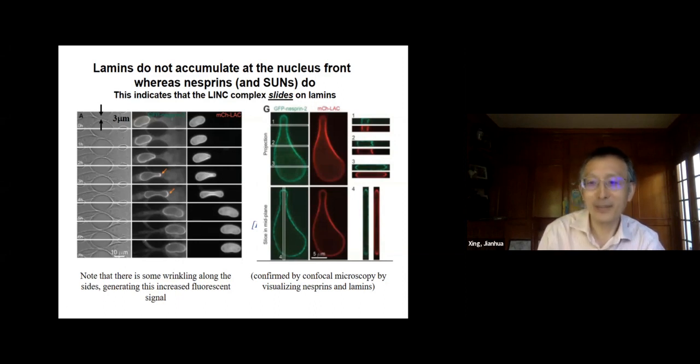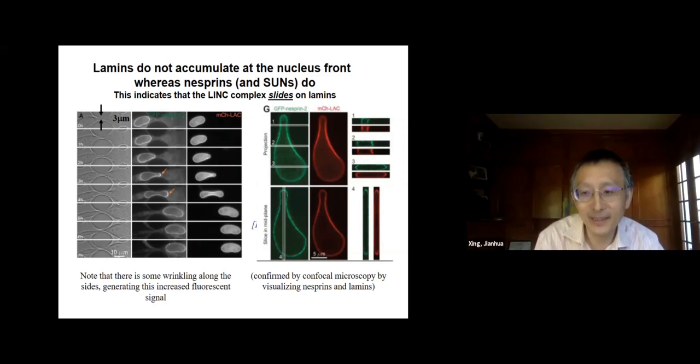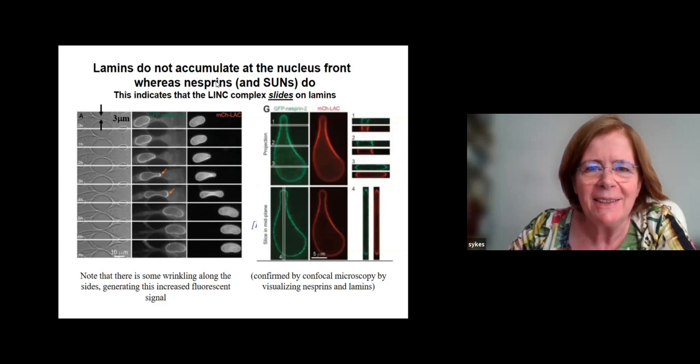So maybe, because there are so many questions accumulated to ask, I want to ask you, do these cells have a perinuclear actin cap? An actin cap on top of the nucleus? Perinuclear. What do you mean? I don't know.